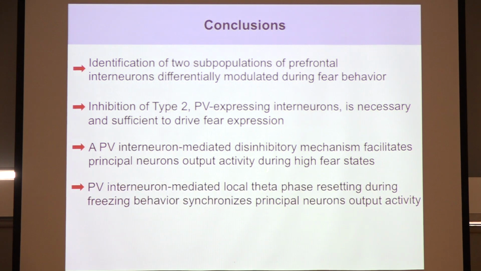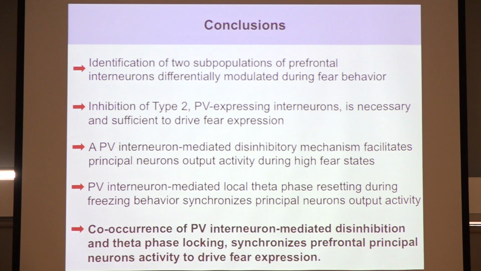Those PV interneurons also mediate local theta phase resetting during freezing behavior that promote the synchronization of principal neuron output activity. And we think that we have two co-occurring mechanisms. The first one is the PV-mediated disinhibition and the theta phase locking of the principal neurons that allow the synchronization of those neurons to drive fear expression. That's the main conclusion of this study.